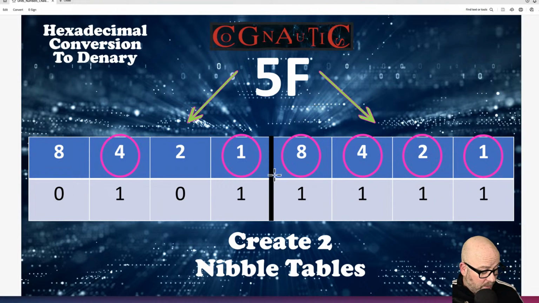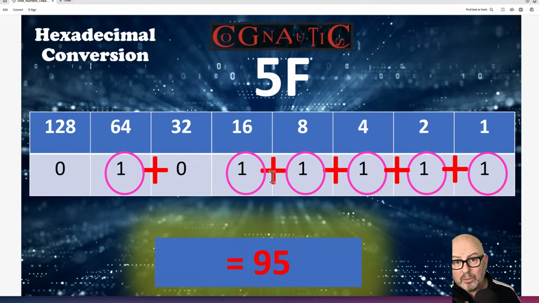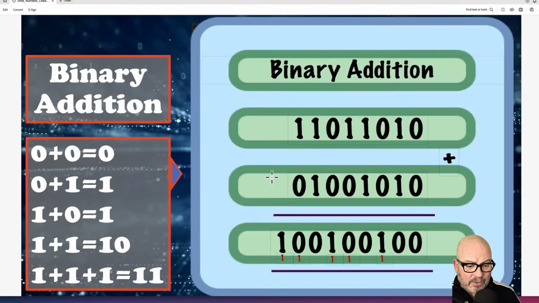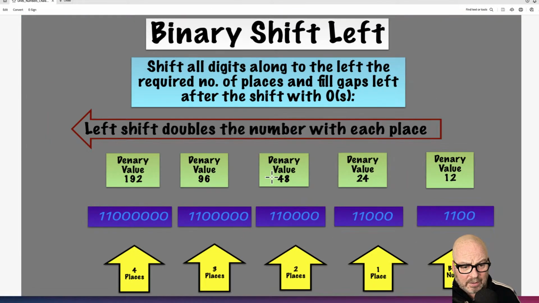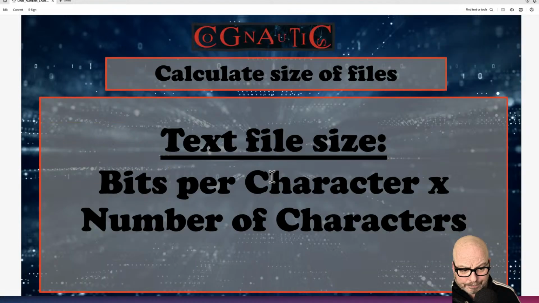And all you've got to do is smash those 2 tables together, so you end up with an 8-bit binary table. And then do your maths. 64 plus 16 plus 8 plus 4 plus 2 plus 1. Okay, and the answer was a magical 95. So that is your hexadecimal done and dusted. Binary shifts all sorted out.